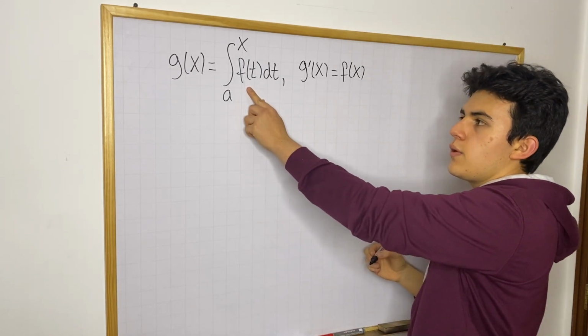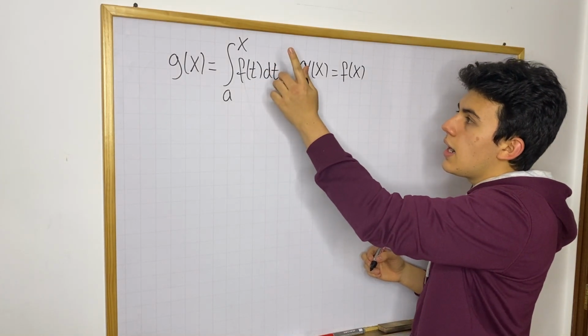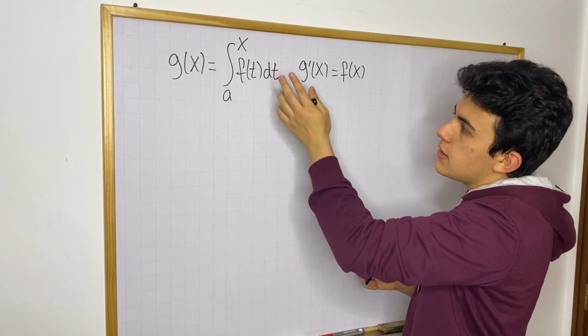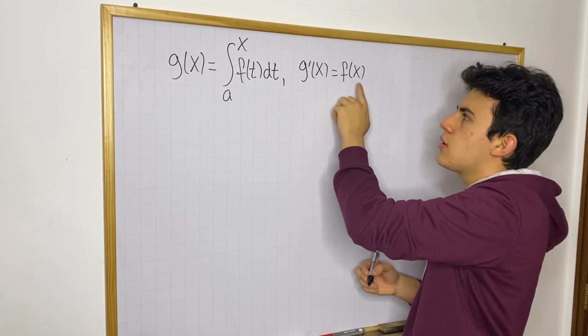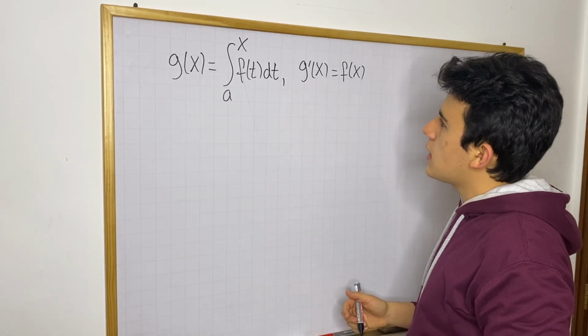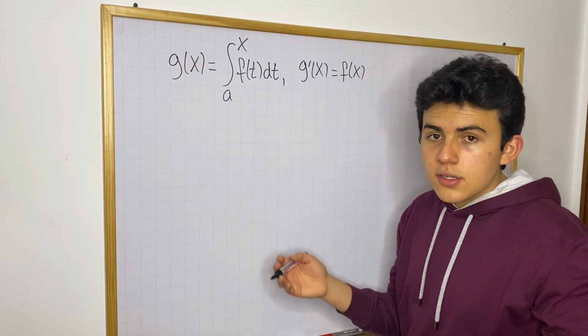So whatever function you have in the integrand, the derivative of g is going to be equal to that function inside the integrand, and instead of having an input of t, it's going to have an input of x, okay? So this is the second fundamental theorem of calculus, and now let's see how we can use it to solve some examples.